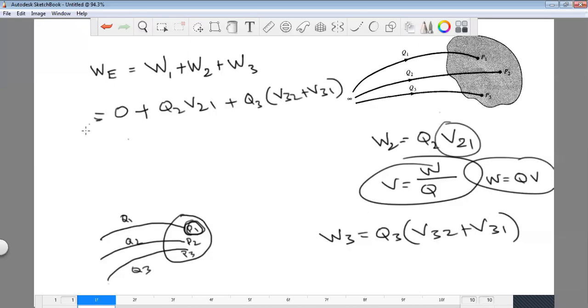So this is the work done with respect to point charges, W1, W2, W3. For moving point charge Q1, the work done required is 0. For moving point charge Q2, the work done is Q2 V21. To move point charge Q3, the work done is Q3 into V32 plus V31.